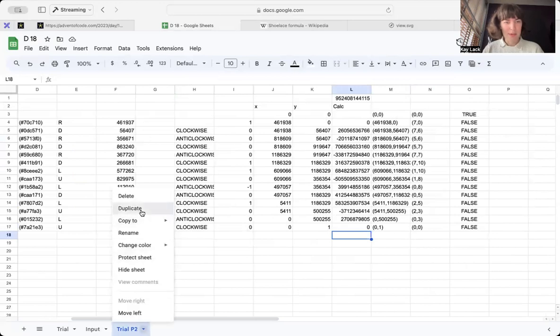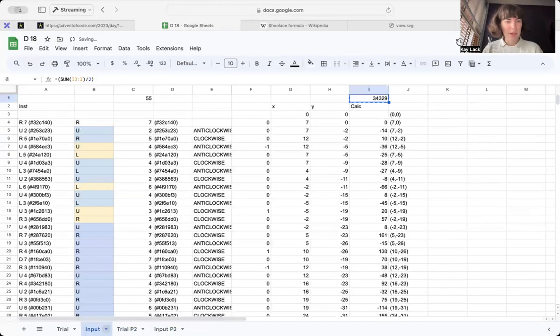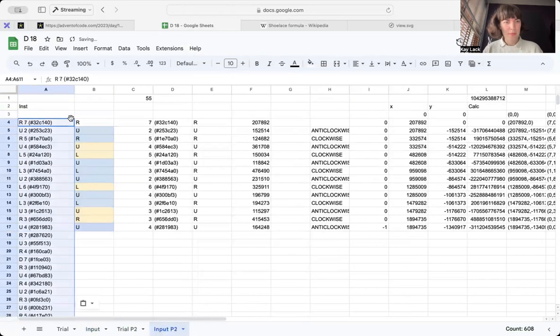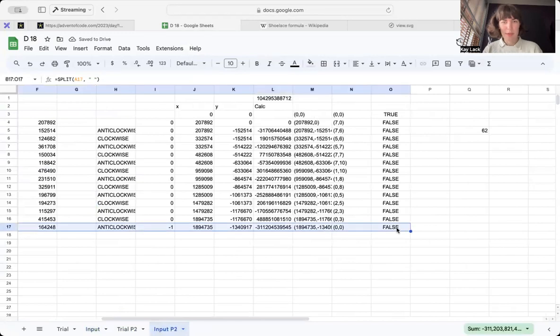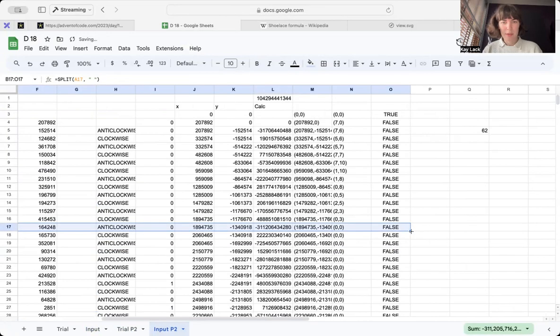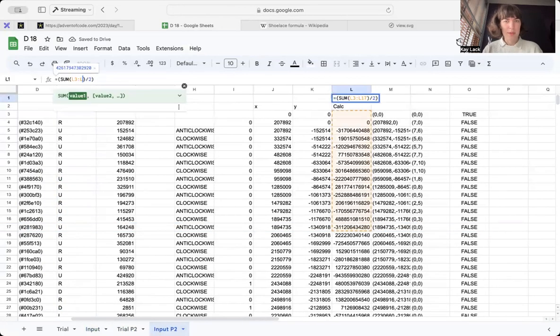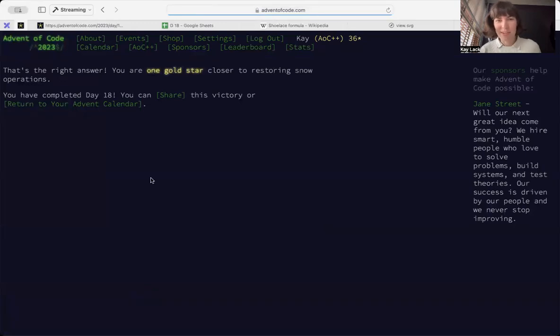Now let's dupe this. Go to the input, put our real input in. And then we take all these formulas down. Take this up. And we get this number, which in theory is our winning number. Okay, all right.